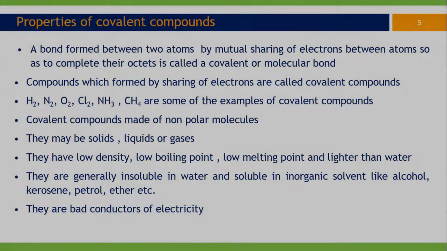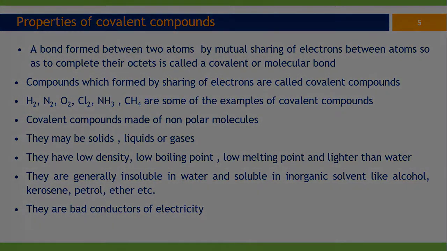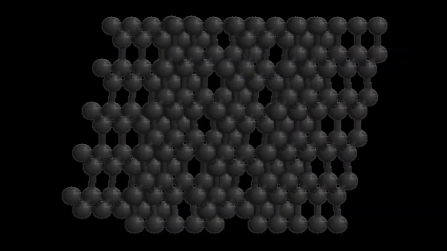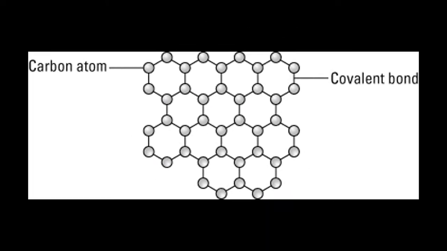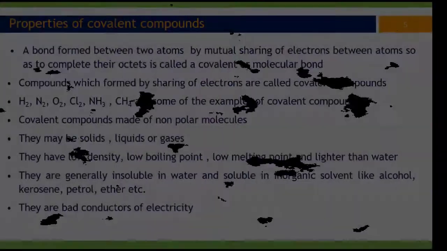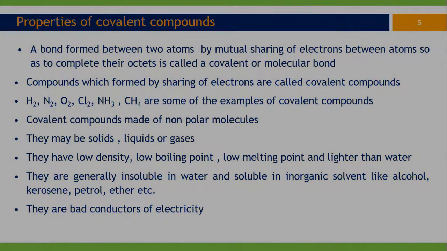Properties of covalent compounds. A bond formed between two atoms by mutual sharing of electrons so as to complete their octets is called a covalent or molecular bond. Compounds formed by sharing of electrons are called covalent compounds. Hydrogen, nitrogen, oxygen, chlorine, ammonia, methane are some examples of covalent compounds.